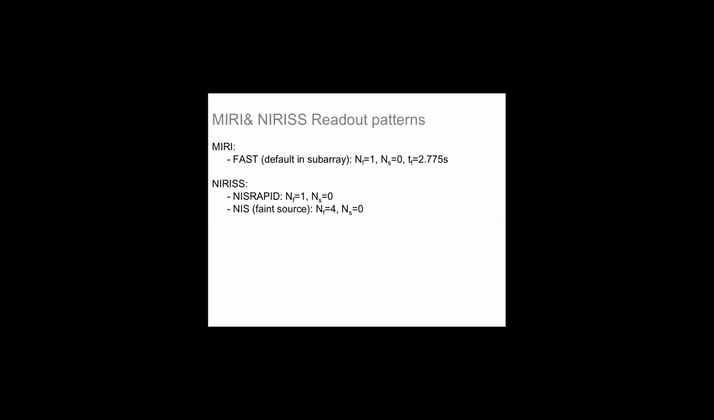All right, for MIRI and NIRISS, the story is much easier. So for MIRI, there is a single readout mode available for the imaging capability, which is the fast mode in which each frame is kept during the integration. For NIRISS, the NIRISS rapid is very similar to the fast mode, so each frame is kept during the integration. There is no skip. And there is also the NIRISS mode designed for faint sources in which 4 frames are averaged together in a single group.